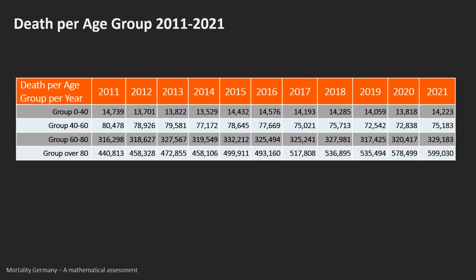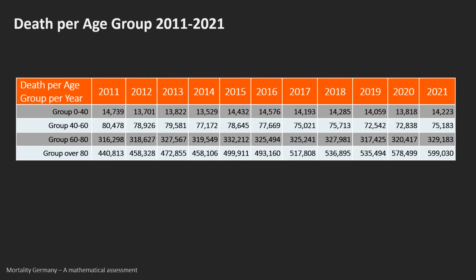That is the deaths per group from 2011 to 21. As we can see, in the group 0 till 40, the number is around 14,000. Even 21 and 2020 are under the number from 2017, also under the number of 2015. In group 40 till 60, it looks like the deaths are going down, starting from 80,000 down to 75,000, with some 72,000 numbers between. Group 60 till 80 stays between 316,000 and 332,000. And group over 80 goes from 440,000 now up to 600,000.